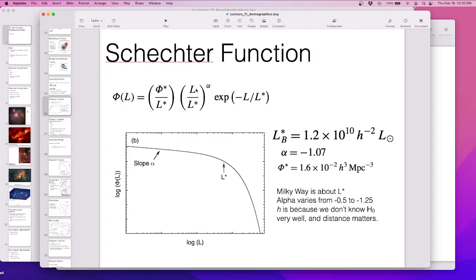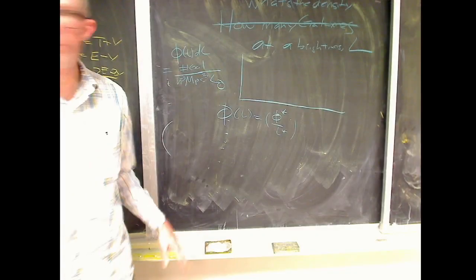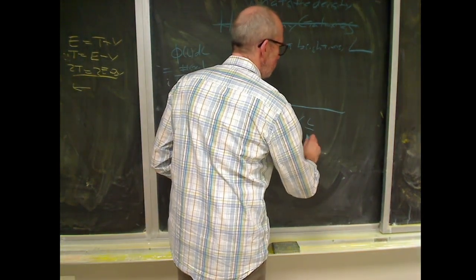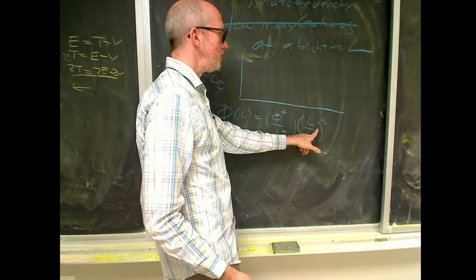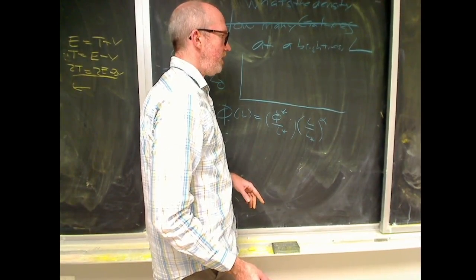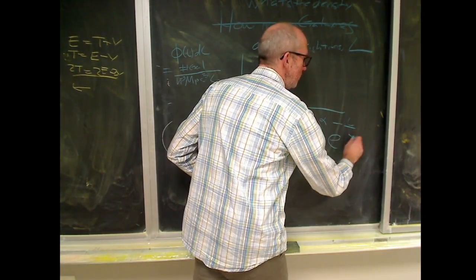So this function looks like the luminosity to the alpha times e to the minus luminosity to the alpha. What is that? Let's talk for a second about that. So phi of L equals phi star over L star. That's just our fiducial value, times L over L star to the alpha. So now it's a power law on the luminosity. E to the minus L over L star.